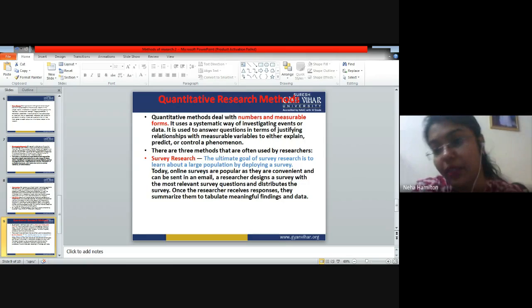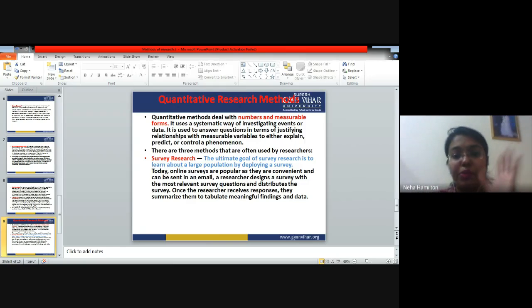Now we have started with quantitative research. I hope you can see the next slide also, which is quantitative research. So, what is quantitative research and what are quantitative research methods? Quantitative methods deal with numbers and measurable forms, and use a systematic way of investigating events or data. It is used to answer questions in terms of justifying relationships with measurable variables to either explain, predict, or control a phenomenon. There are three methods that are often used by researchers, right?